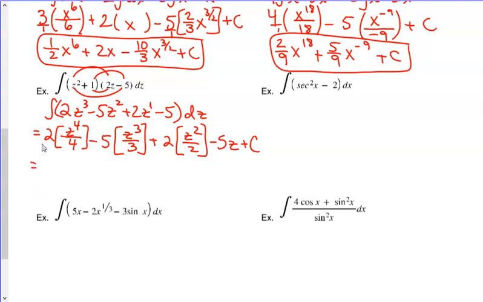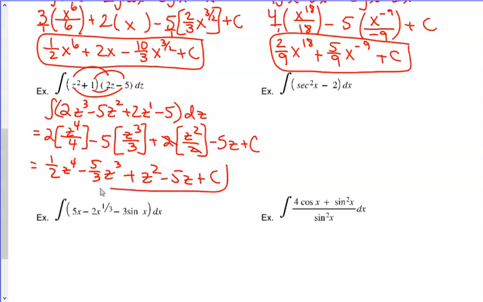And at this point now I can go through and simplify all my numbers. This reduces to a 1/2 z to the 4th minus a 5/3 z cubed. Now the 2's are going to cancel, so I'm just left with a plus z squared minus 5z plus c, and that's my final polynomial for this function.